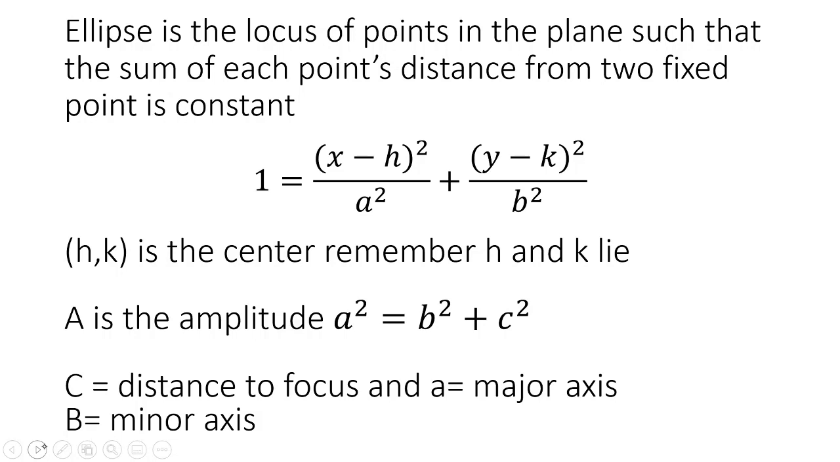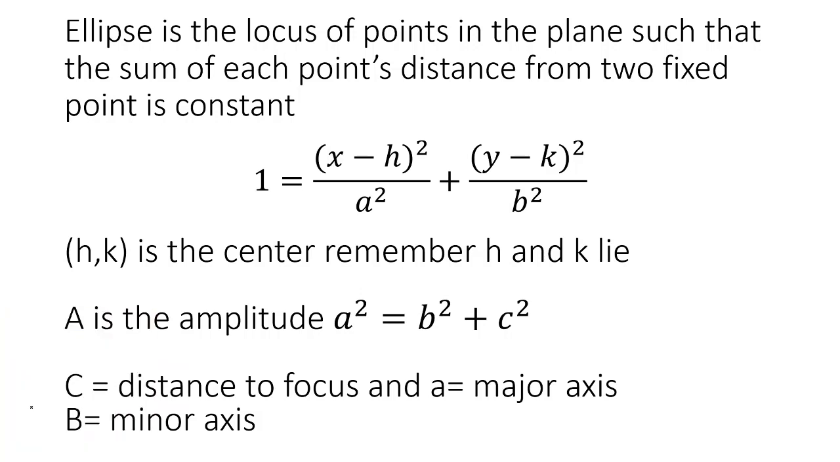It says here that the ellipse is the locus of points in the plane such that the sum of its distances from two fixed points is constant. And so let me explain this to you a little bit.